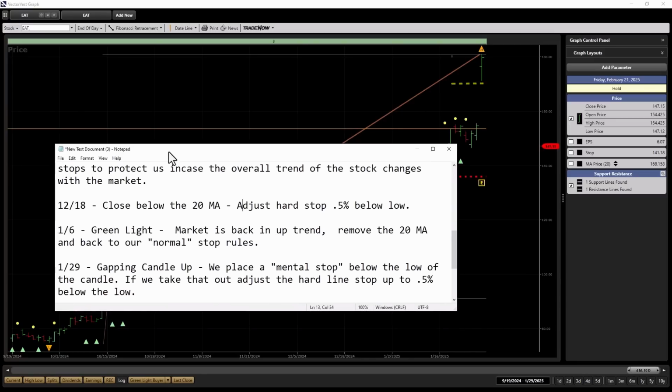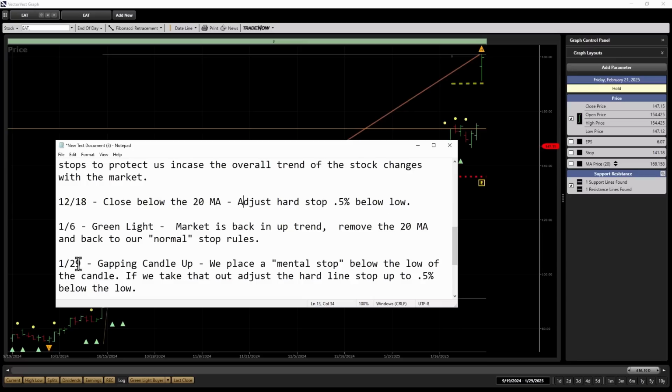So again, I'm just kind of keeping track of this. On January 29th, gapping candle up. We're going to place that mental stop below the low of that candle/bar.